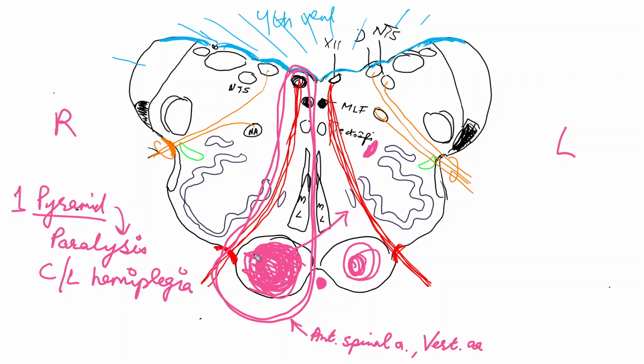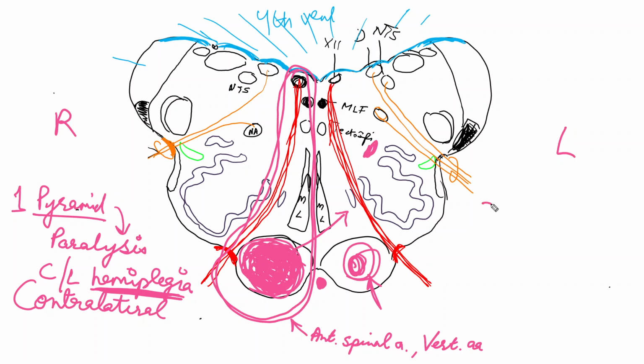Contralateral means on the side opposite from the side of lesion. If the lesion is on the right side of brainstem, then the side of body affected will be left. If the lesion is on left side of brainstem, then the side of body affected will be right. So contralateral means the opposite side. So there will be contralateral hemiplegia. Hemiplegia means paralysis of both the upper limb and the lower limb. So if the right pyramid is affected above the level of pyramidal decussation, then both the left upper limb and the left lower limb, they will be paralyzed. This is called as contralateral hemiplegia.